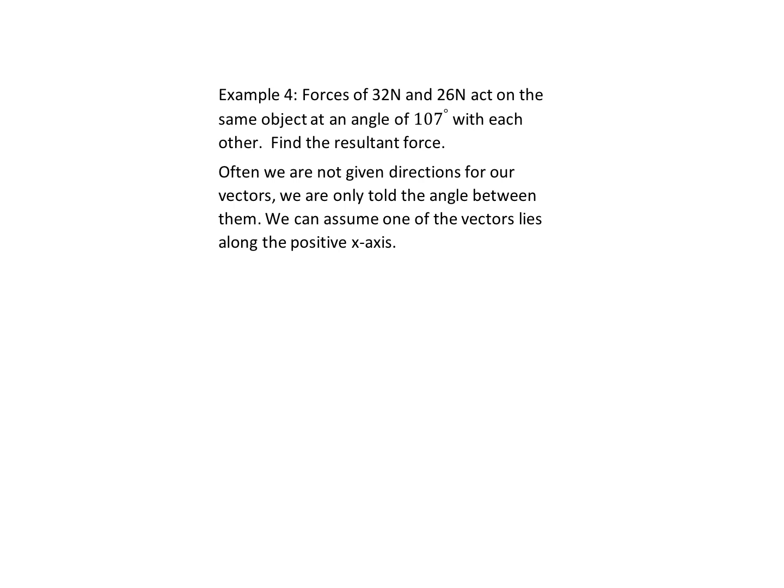Previously, we added two vectors by placing them tail to tail. So let's say we have these two vectors. One is 32 newtons and one is 26. And the angle between them is 107. So previously we did tip to tail. So we would place this 26 tip to tail with the 32.